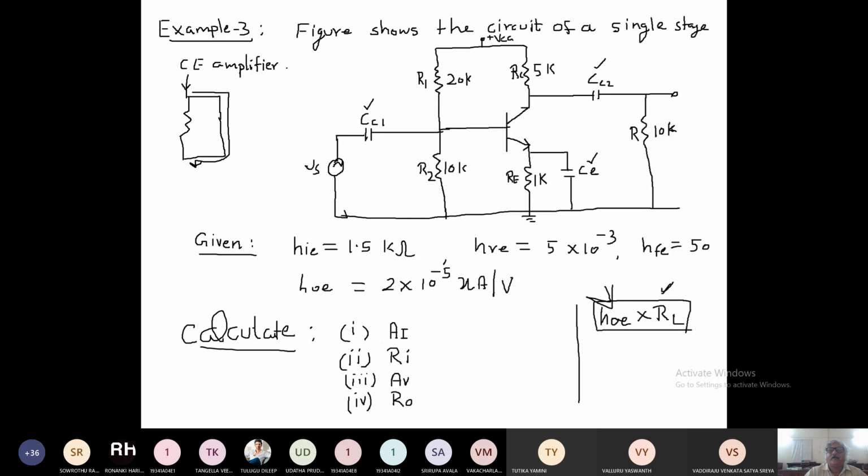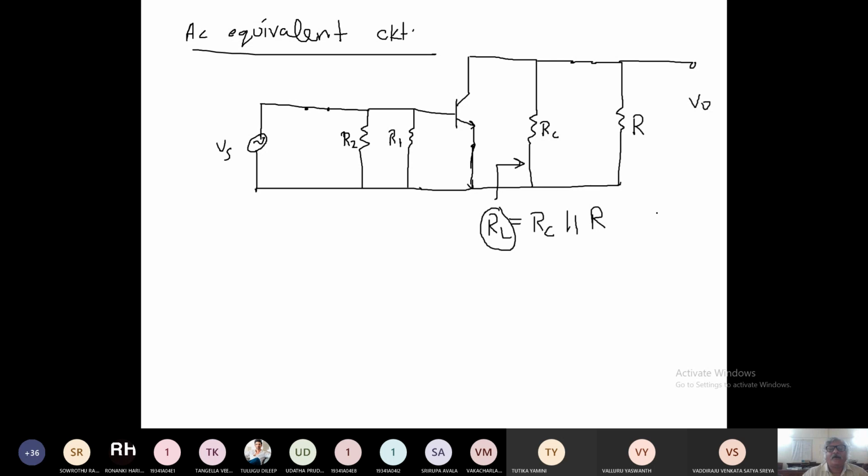And here you can see VCC. In place of VCC, you connect this terminal to the ground. If you connect the terminal to the ground, then what will happen? R1 resistor is connected to ground. RC resistor is connected to ground. And here R2 is already connected to ground and R is already connected to ground. So you will get a circuit like this, right? R2, R1, then RC, R.